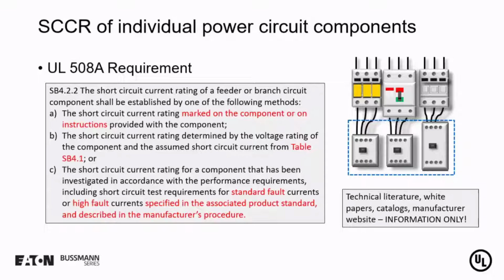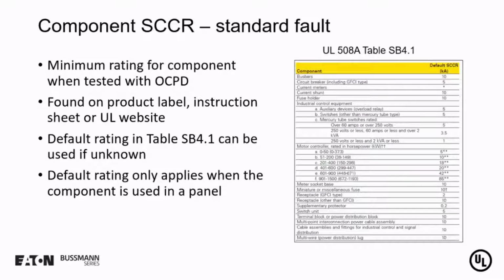And then finally, we have paragraph C, the short circuit current rating for a component that has been investigated in accordance with the performance requirements, including short circuit testing for standard fault currents and high fault currents. That's specified in the associated product standard and described in the manufacturer's procedure. The manufacturer's procedure is basically the UL certification report that details all the information about the certification of the product, which would include an area that would identify standard fault current ratings and high fault current ratings and how those were established. So let's expand our discussion of component short circuit current ratings and examine how these ratings are determined for individual components.